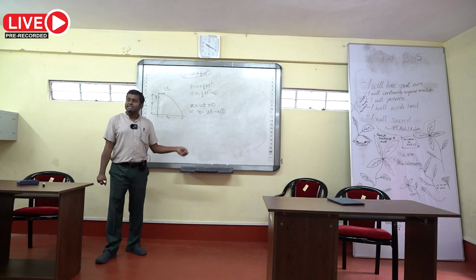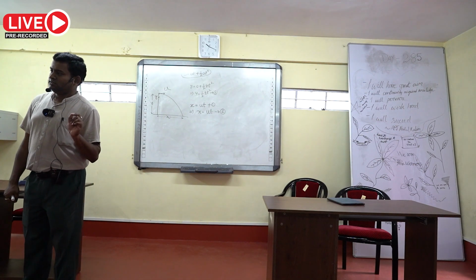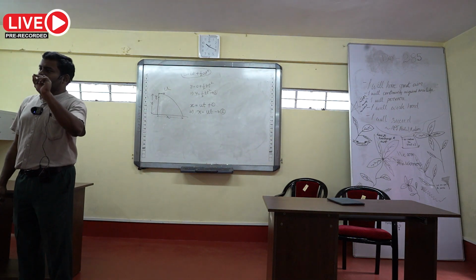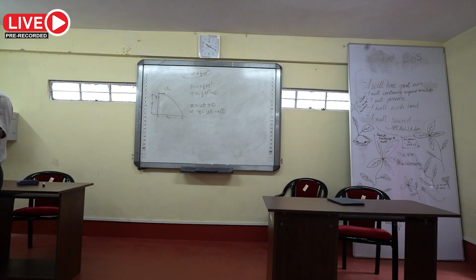See, x and y, these are the geometric coordinates, meaning Cartesian coordinates, x coordinate, y coordinate. But is time a geometrical coordinate? No, it is called a parameter. Now see, in equation 1, the y coordinate is given in terms of time. In equation 2, the x coordinate is given in terms of time.